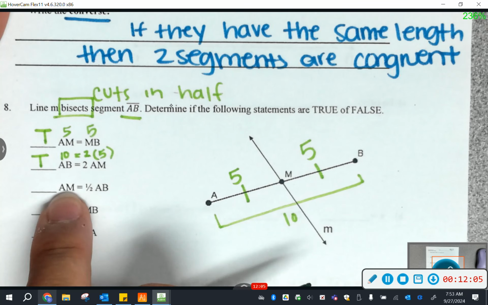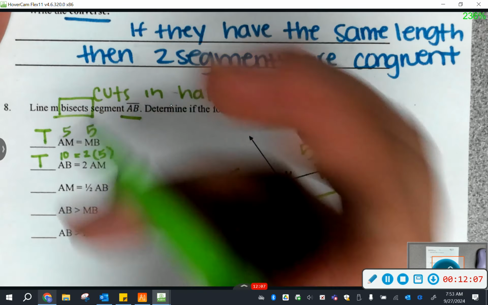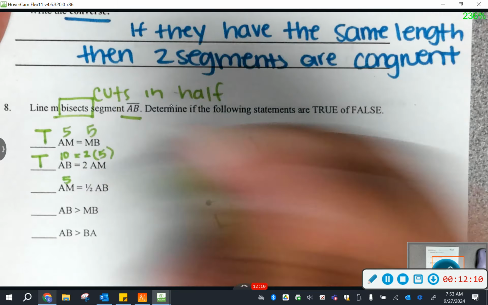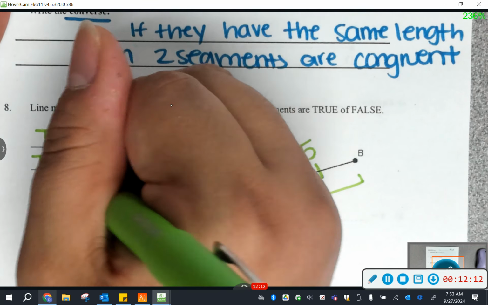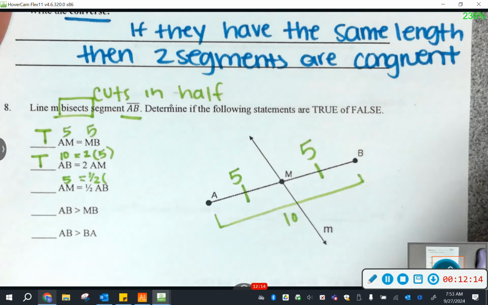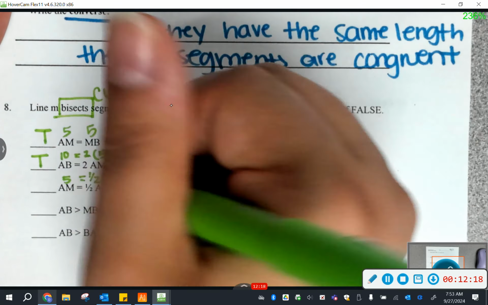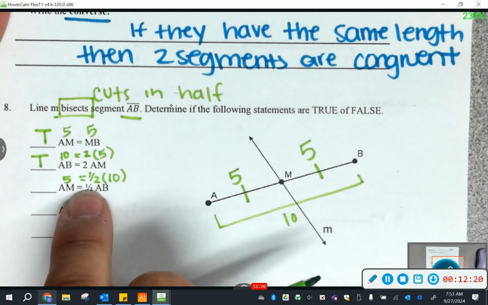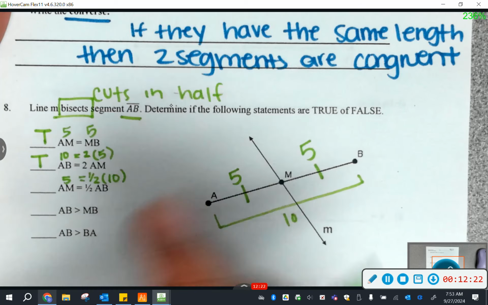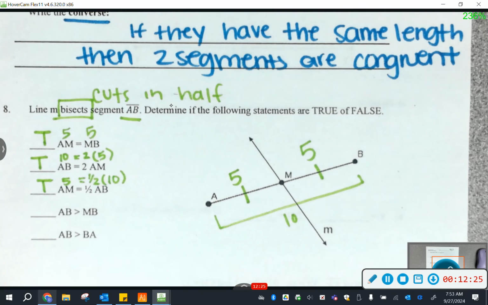What's AM? It equals half. What's AB? 10. Does 5 equal half of 10? Yeah, true. Again, do you see how putting numbers makes this just go through?